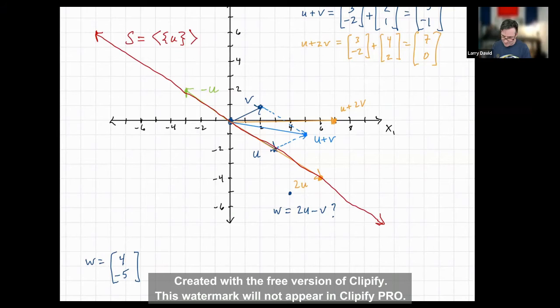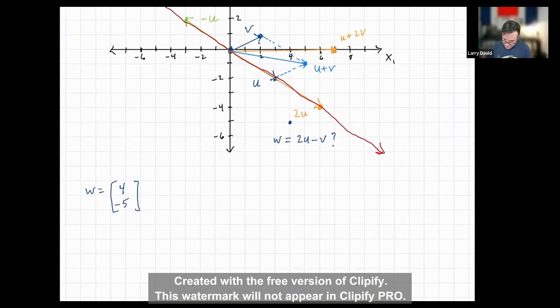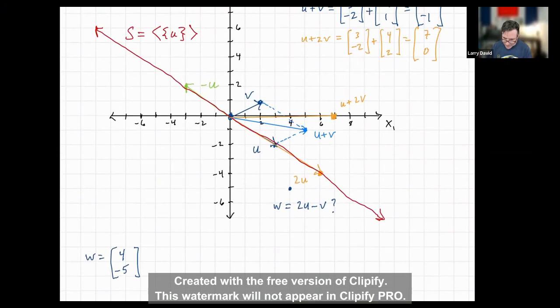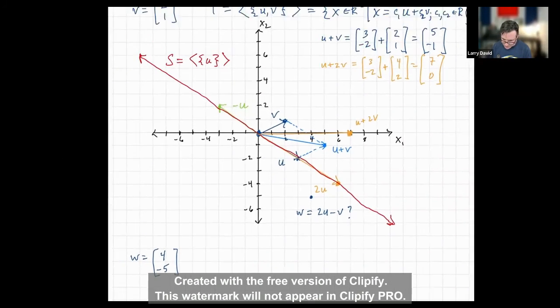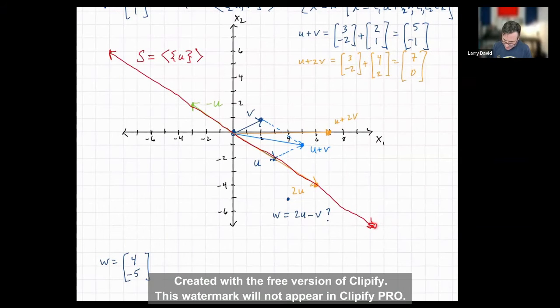All right, finally, let's talk about linear dependence and linear independence. So if I have a vector that's, say, on this line, that's in the span of S, it's a linear combination of just the vector u, like u and 2u, for example.